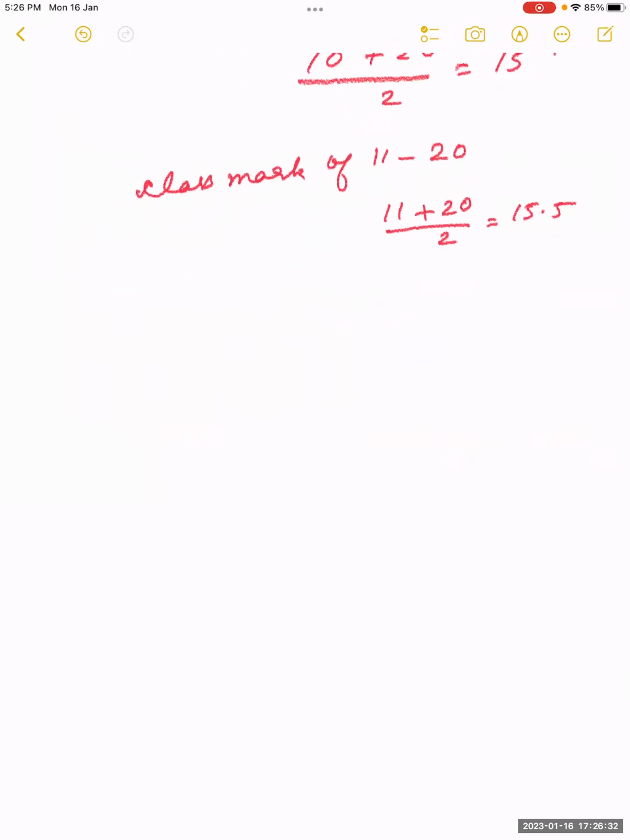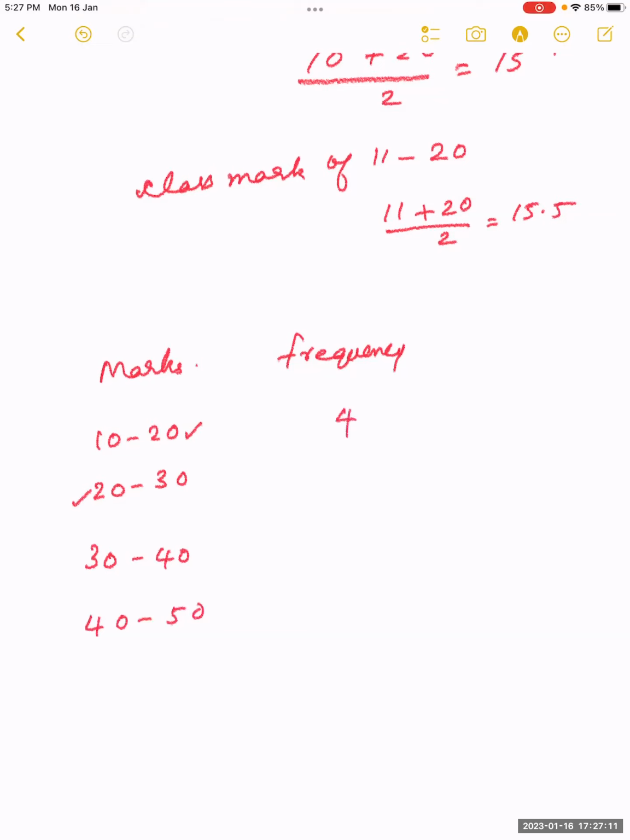So what is this cumulative frequency? It's a very simple, easy thing. You will be given one frequency distribution table like this. So marks, frequency. This is how it will be given to you. Marks is in the range 10 to 20, 20 to 30. See, this is an exclusive distribution. Remember, this is an exclusive distribution because upper limit and lower limit are the same. 10 to 20, 20 to 30, 30 to 40, and 40 to 50. Now, what is the frequency? Frequency is 4, 9, 5, and 6.